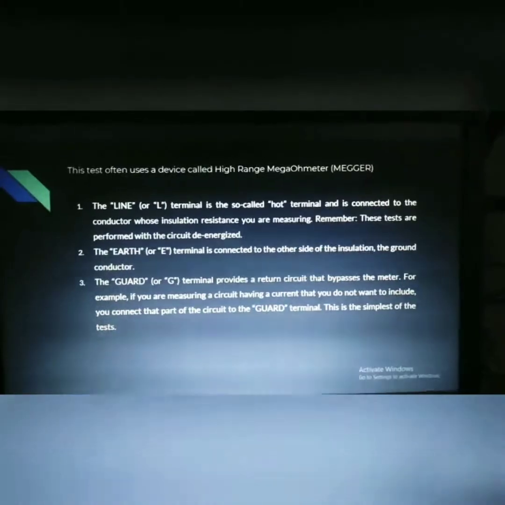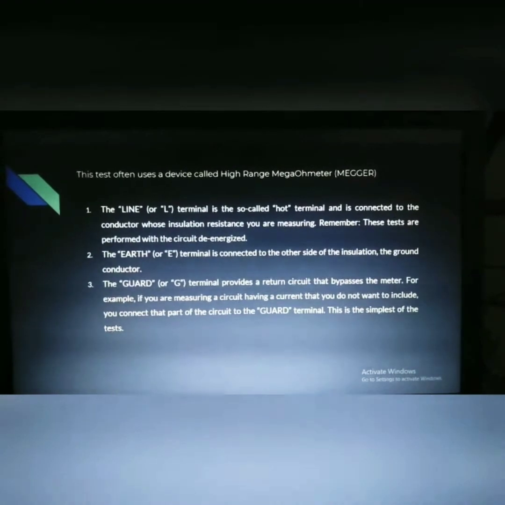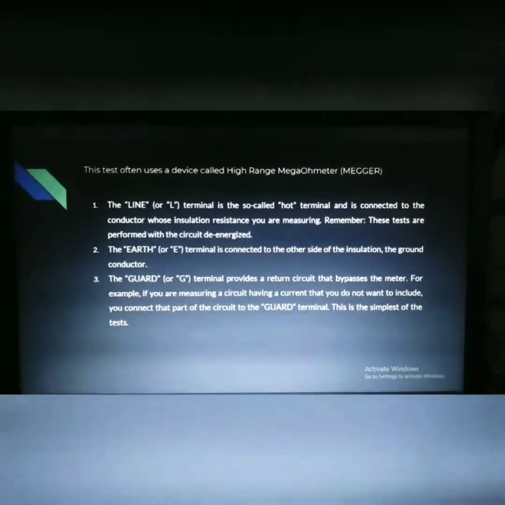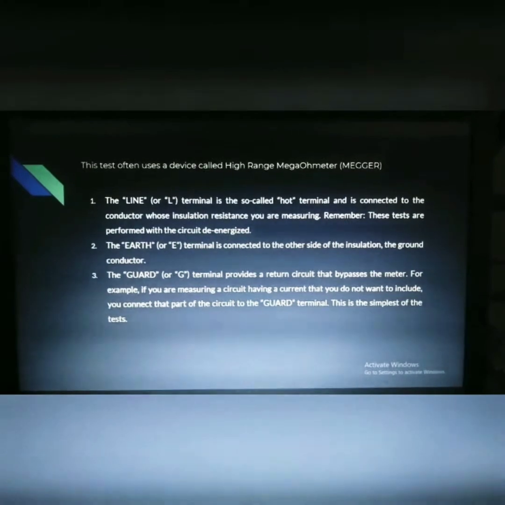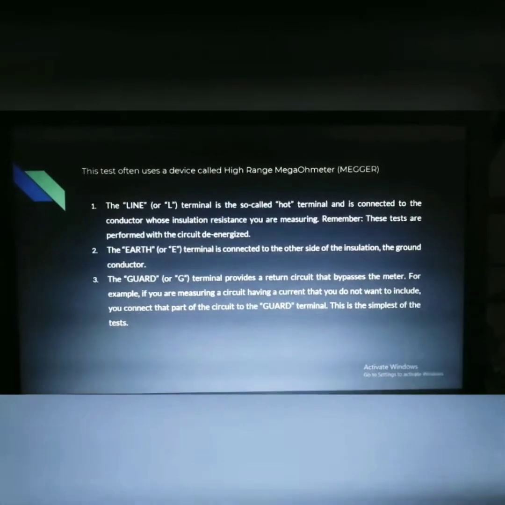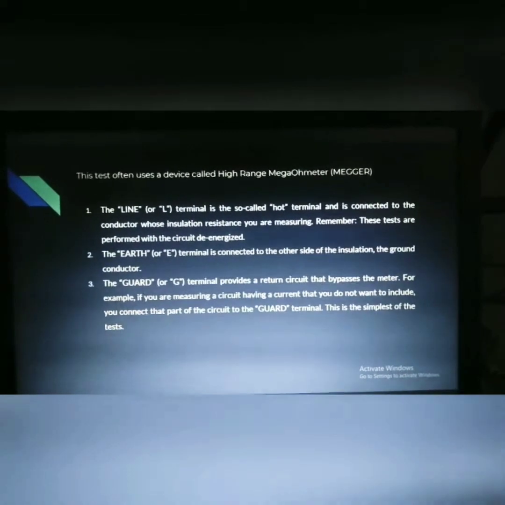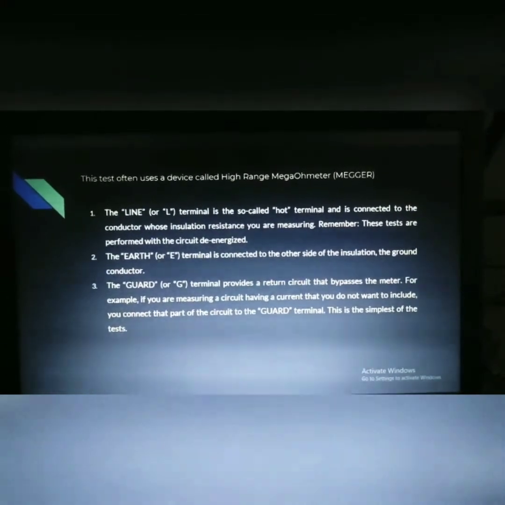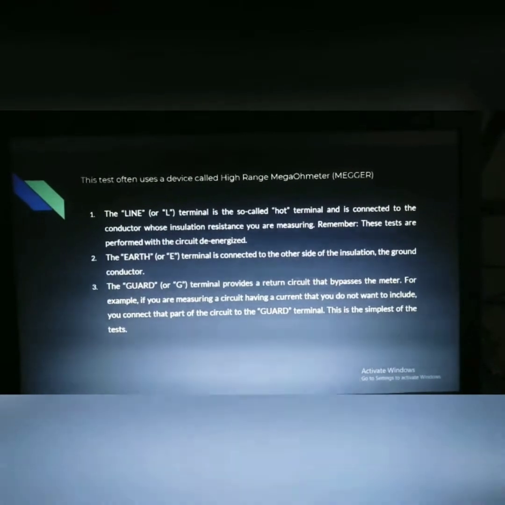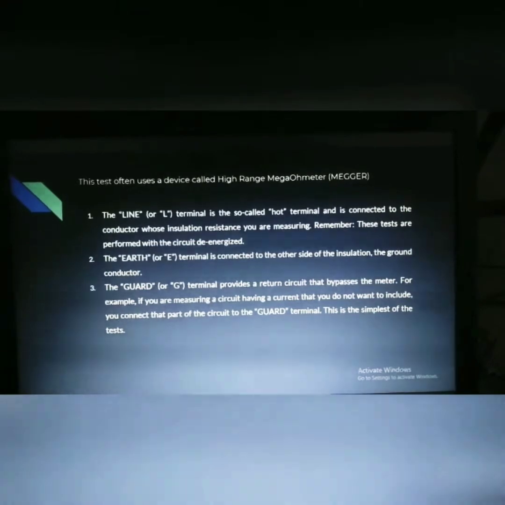The insulation resistance test often uses a device called a high range mega ohmmeter (MEGA). The mega ohmmeter has three terminals. 1. The line or L terminal. The L terminal is the so-called hot terminal and is connected to the conductor whose insulation resistance you are measuring. Remember, these tests are performed with the circuit de-energized.